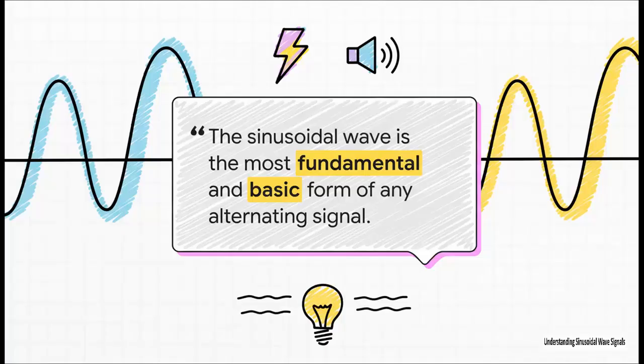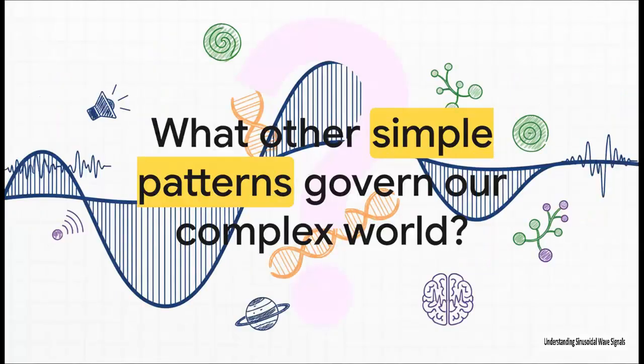You know, this quote from our source material, Electrical for You, just hits the nail on the head. It says, "The sinusoidal wave is the most fundamental and basic form of any alternating signal. And it doesn't matter if that signal is something you can hear or see or use to power your house, its purest form is the sine wave." So we started with a simple question about a plug in your wall, and we ended up with a universal pattern that's woven into the very fabric of reality. It really makes you wonder, doesn't it? If a shape this simple and elegant is behind so much of our world, what other fundamental patterns are out there, hiding in plain sight, just waiting for us to notice them?